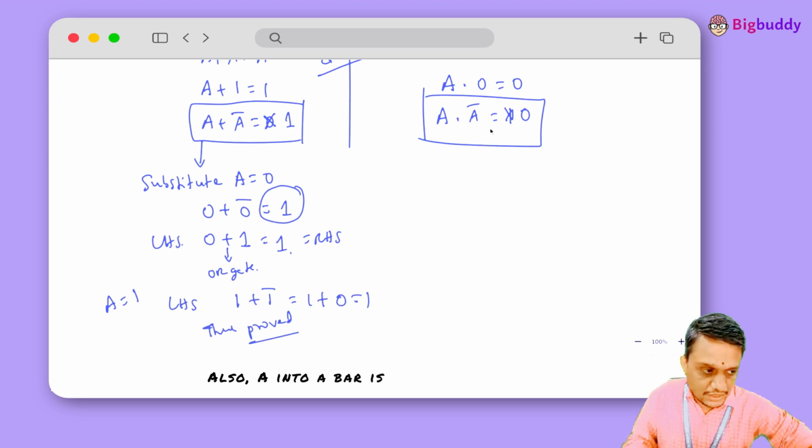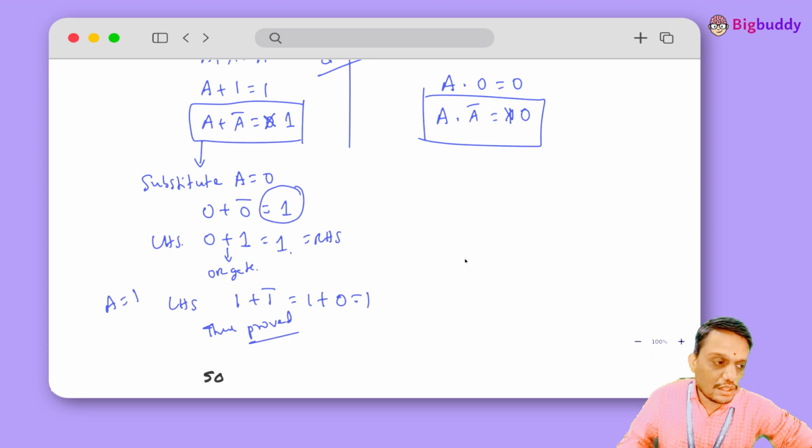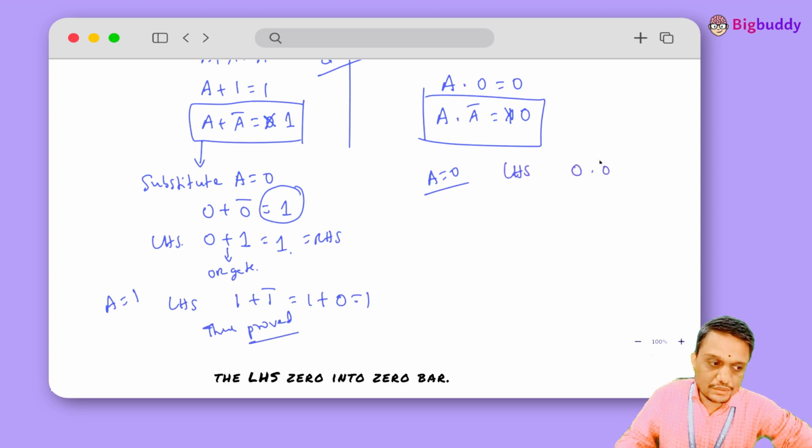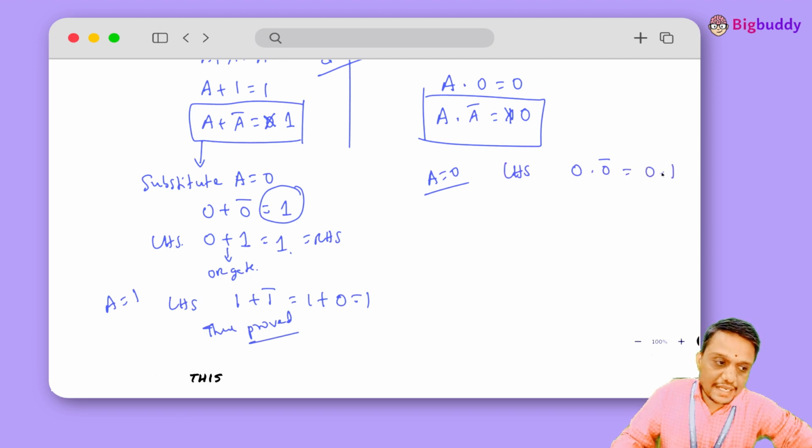A into A bar is equal to 0. Substitute A is equal to 0. In the first case, if you take the LHS, it is 0 into 0 bar, which is nothing but 0 into 1. Into means this is an AND gate.